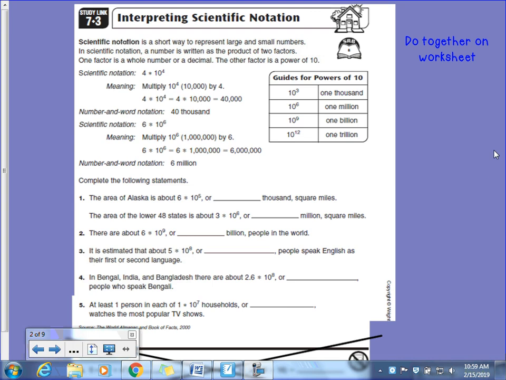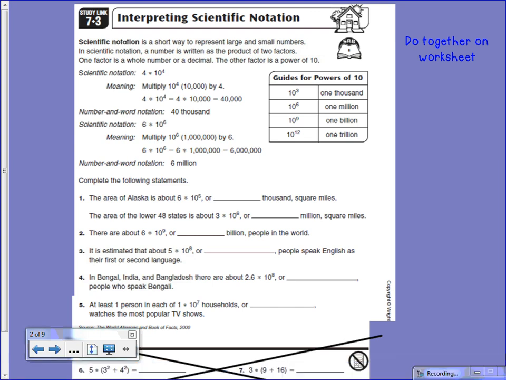Okay. So I would like you to do this with me. This is the worksheet that you just got. Again, I'm going to get a worksheet. Will you pass this down to teacher? Thank you.